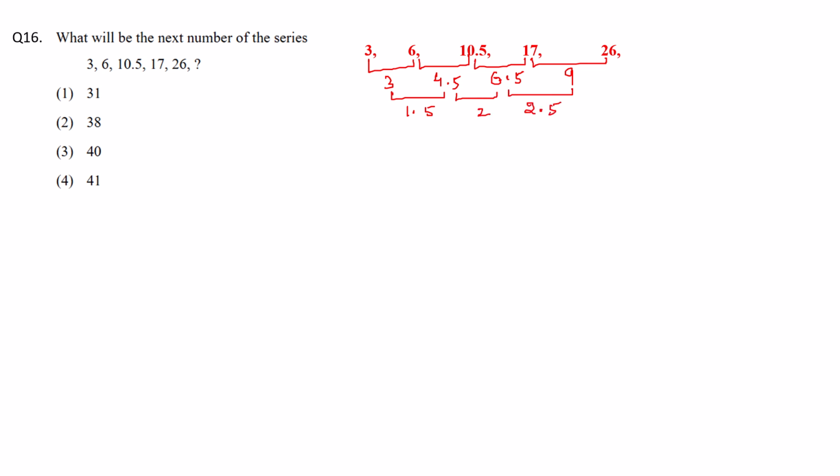So if you see this series 0.5, 0.5, it is increasing. It means after that there should be an increase of 3. Means 9 plus 3, it should be here 12. So 26 increased by 12 will give you 38. So the second one is the correct option.